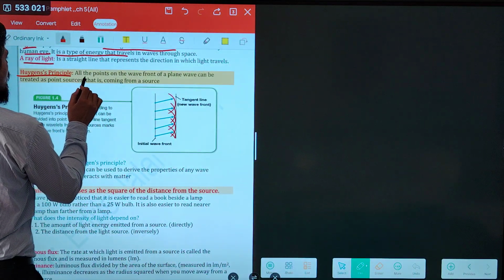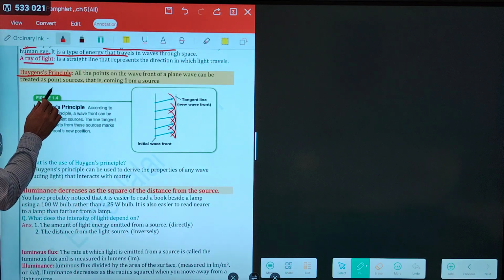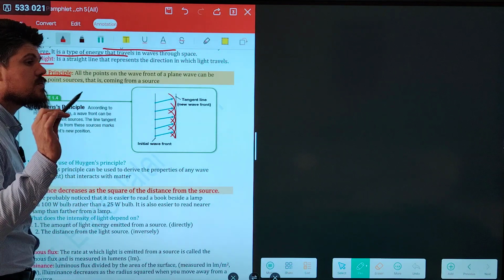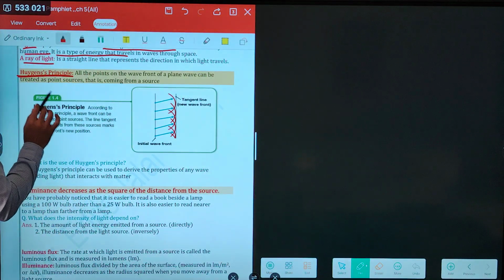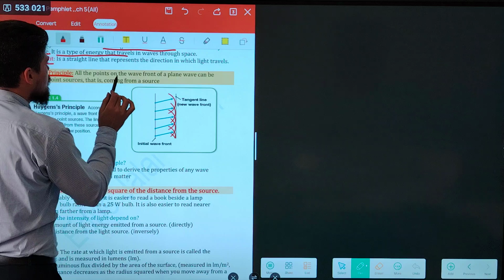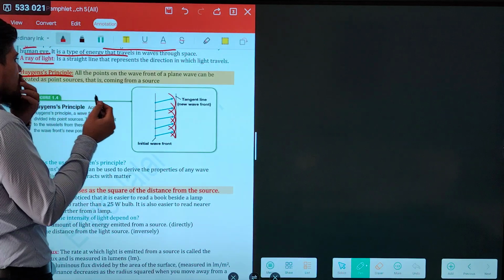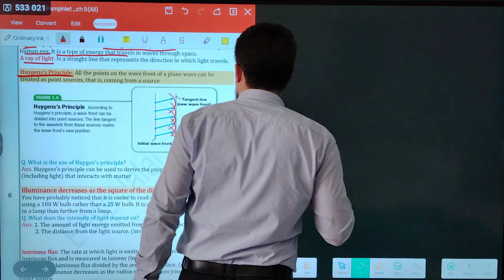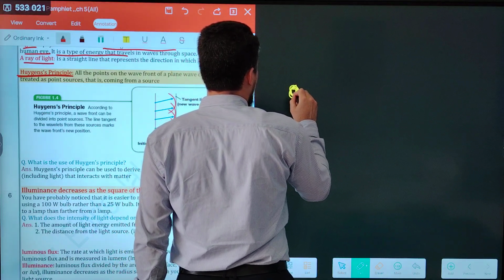Huygens principle: all the points on the wavefront of the plane wave can be treated as point sources. This is very important, guys. Once again, listen carefully. The definition of Huygens principle: all the points on the wavefront of a plane wave can be treated as a point source. Now, let's draw a point source of light. Assume that this is light.